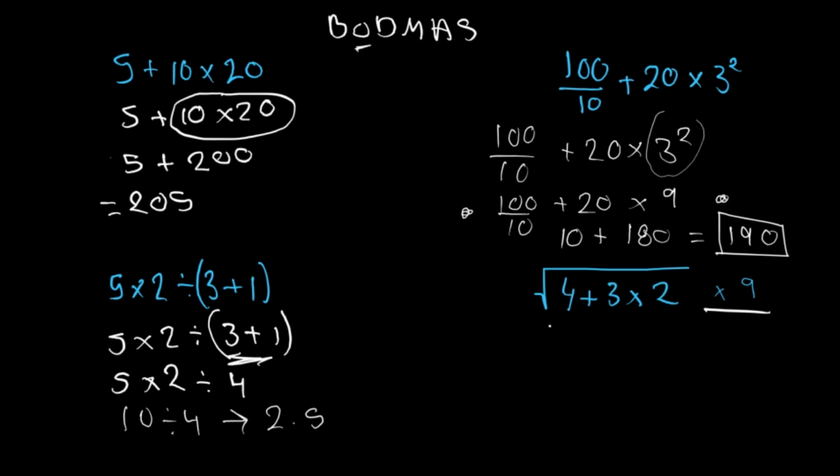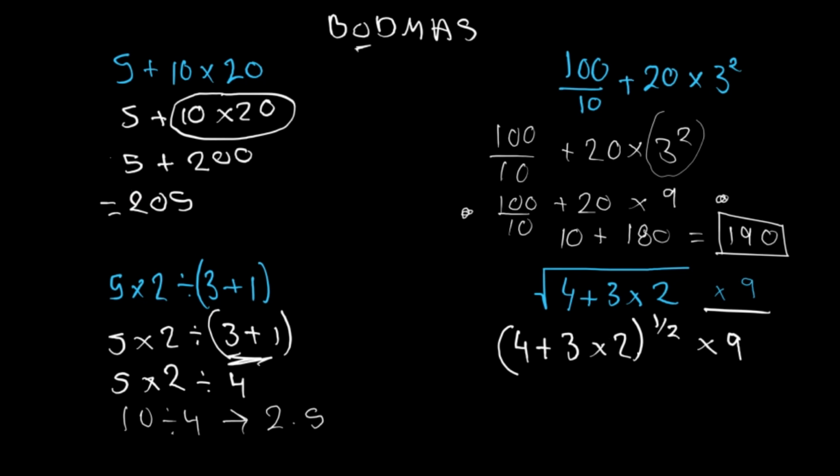So the square root basically means 4 plus 3 times 2, all to the power of half, times 9. This is what it means. Now you're going to recognize this form better. So what you do is you do the brackets first.